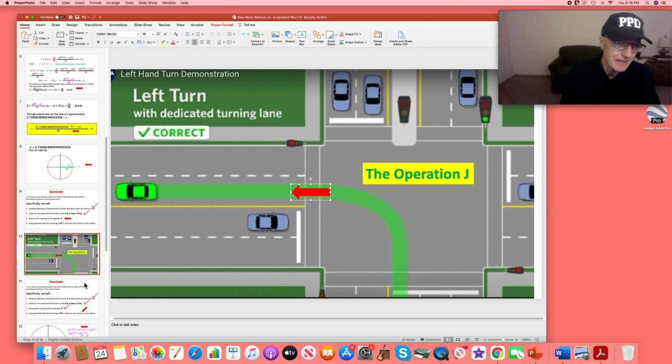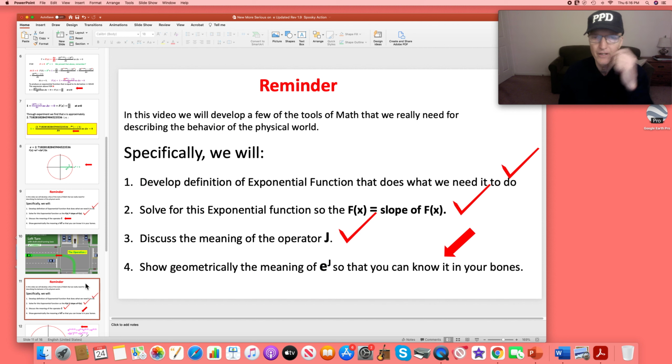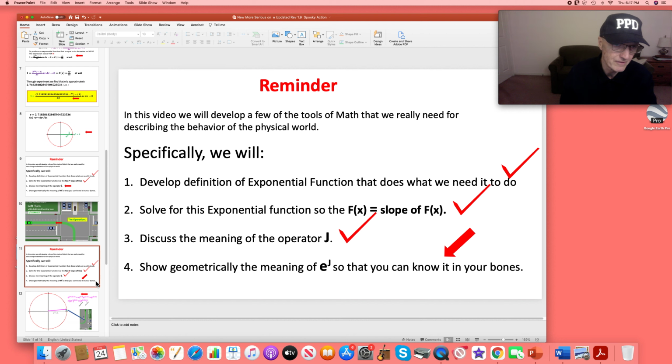So now we understand j, and I'm going to do another reminder. Discuss the meaning of the operator j. Yes, it's a 1/4 turn. You come to a 4-way stop, and you make a quick, sharp turn to the left, a 1/4 turn. That's j. It's an operation, okay? Nothing more, nothing less.